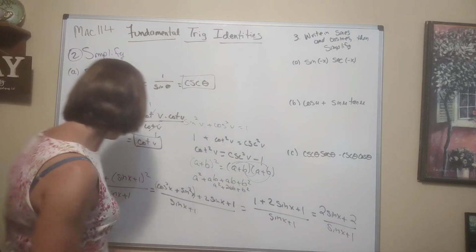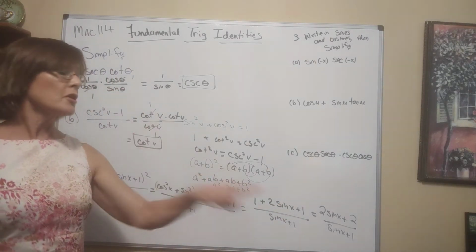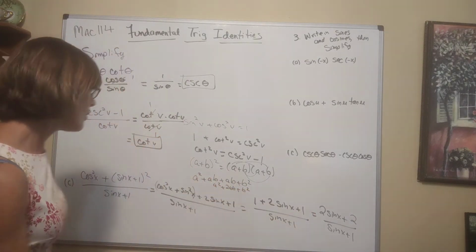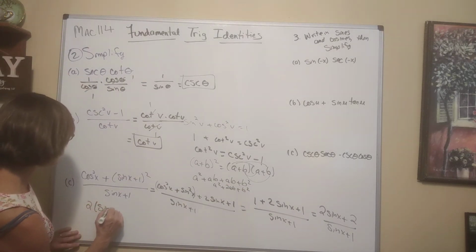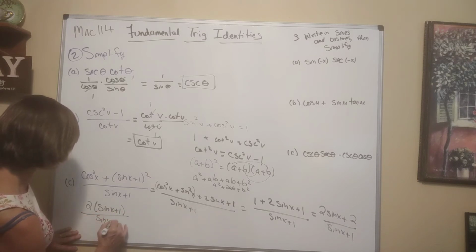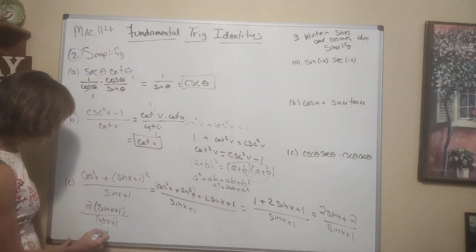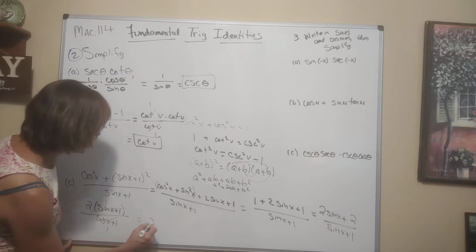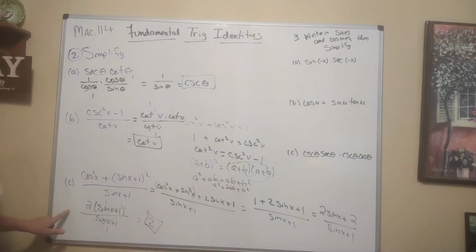I have done nothing in the denominator the entire time. I just keep copying it down. In the numerator, I can factor out a 2 right there. That leaves me with the sine of x plus 1 over the same denominator, sine of x plus 1. I can cancel this with this. Those are common factors. I get 2 over 1, or just 2 in simplified form. So that is that one.